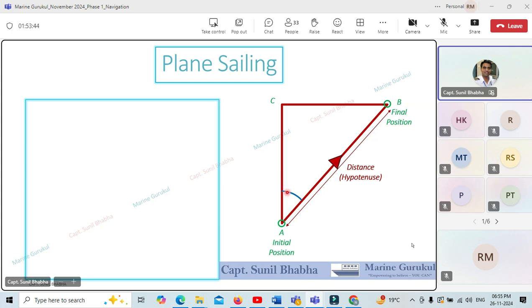Now, if you look at angle A of this triangle, angle alpha of this triangle, this is the angle between true north, with A to C being a vertical line representing true north, and the ship's head. When the ship is moving from A to B, the ship's head will be in the direction of line or vector AB. So this angle is the angle between true north and the ship's head, which basically is the course of the ship.